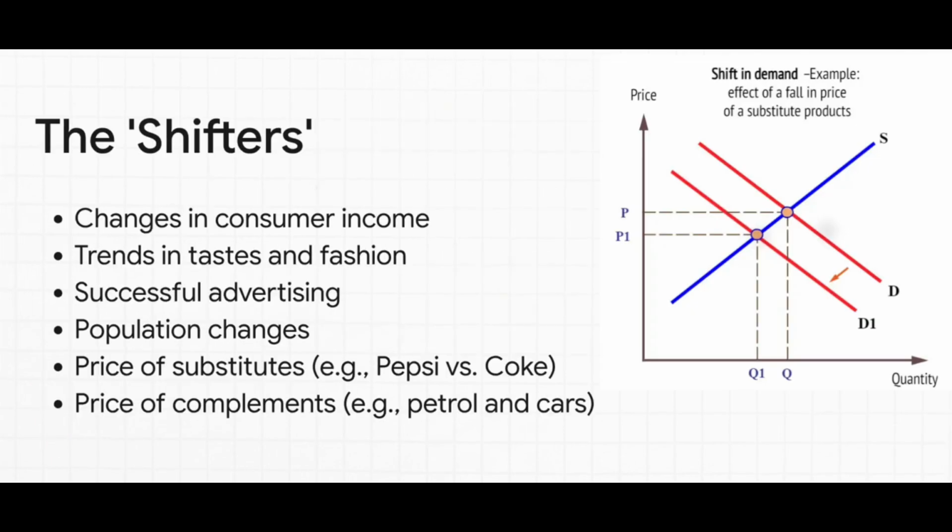So what has the power to move the entire escalator? Well, there's a whole crew of factors we call the shifters. We're talking about stuff like your income changing, a new fashion trend taking off, or a killer advertising campaign that everyone's talking about. It could even be the price of other things, like substitutes. Think Pepsi and Coke. If Pepsi gets more expensive, the demand for Coke might just shift to the right. Or complements, things you use together, like cars and gas. If gas gets way cheaper, the demand for bigger cars might go up.